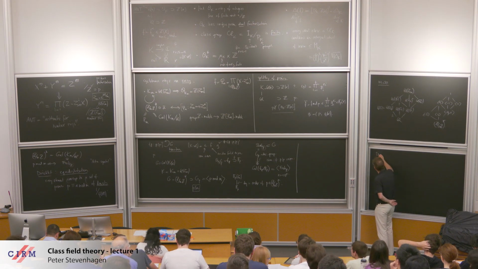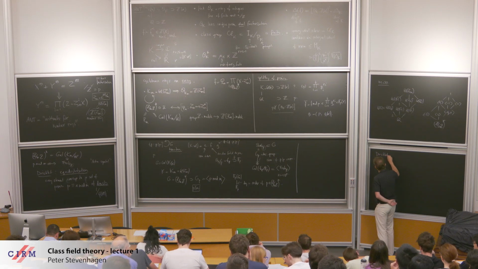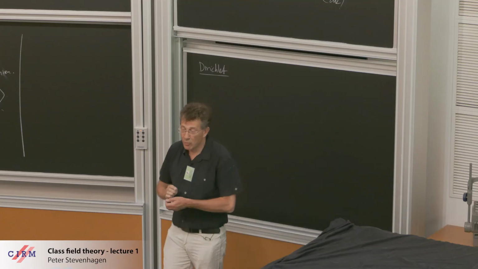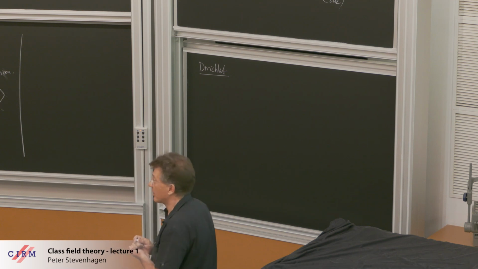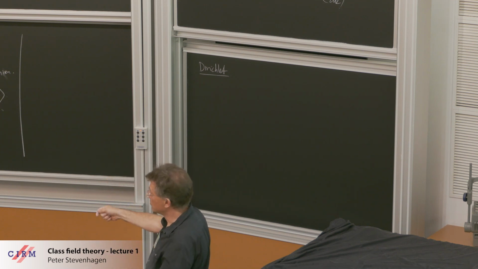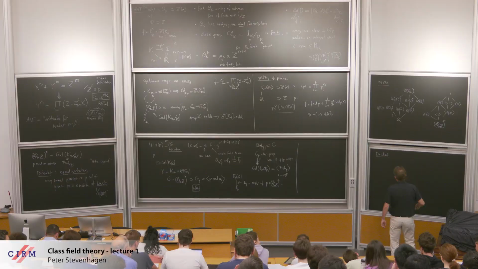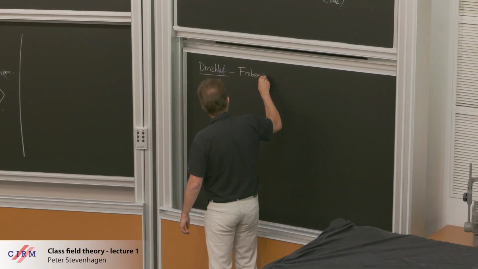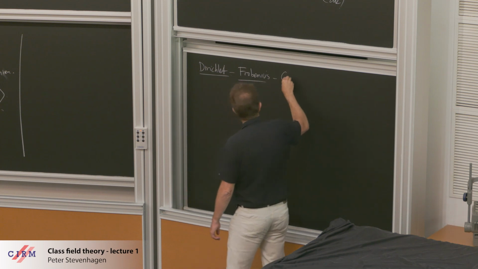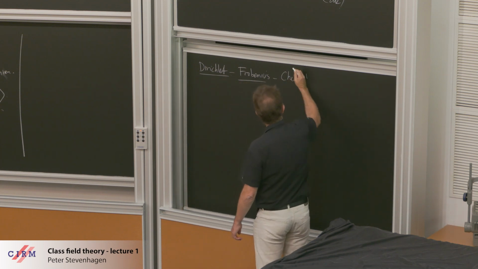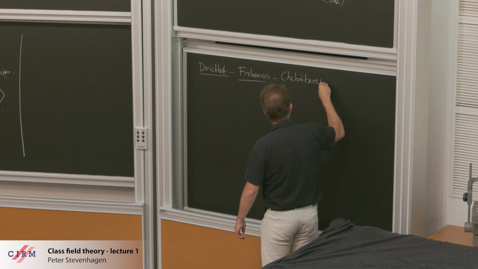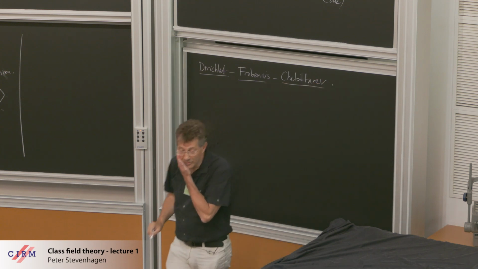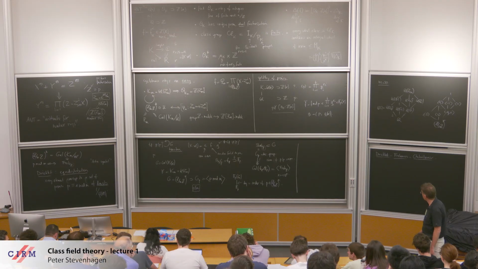So starting with Dirichlet, that is in the 1840s, I think, that the primes are equidistributed over the residue classes modulo M. You can look at the same question over Frobenius elements in Galois groups, and the final result is the Chebotaryov density theorem, which is a key theorem that we won't prove, but we will use all the time.